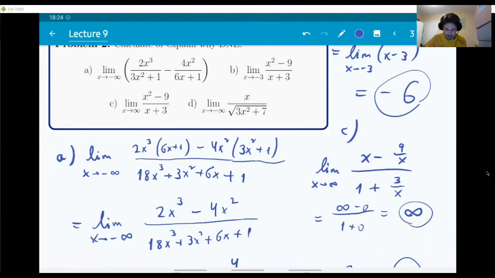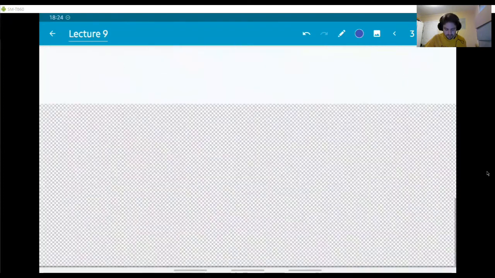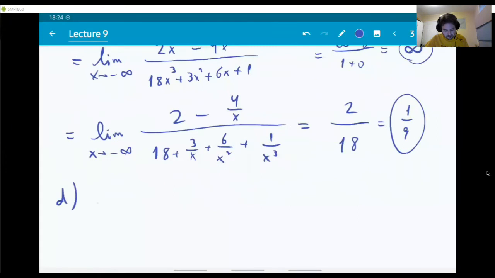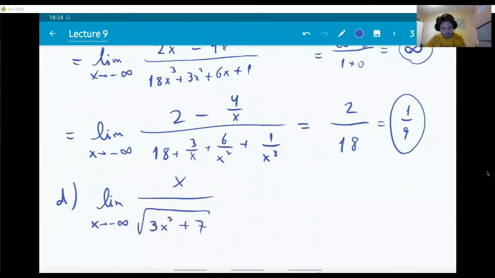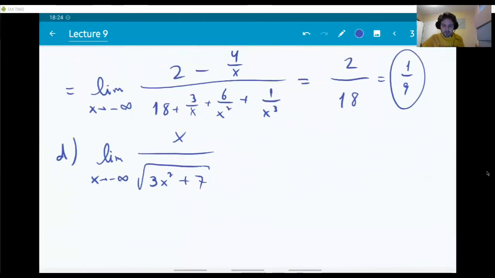And finally, D, x over root 3x squared plus 7. X is going to negative infinity. Thinking about degrees here, the dominating degree in the denominator is also x because of the square root. It's not like we are distributing the square root under each term separately. That's incorrect. But rather, as x grows in size, the first term is the one that dominates. The others become irrelevant.